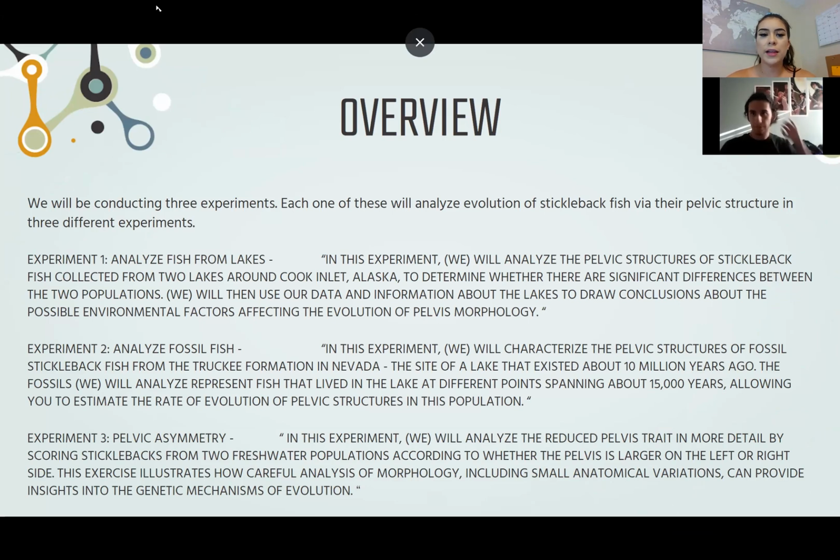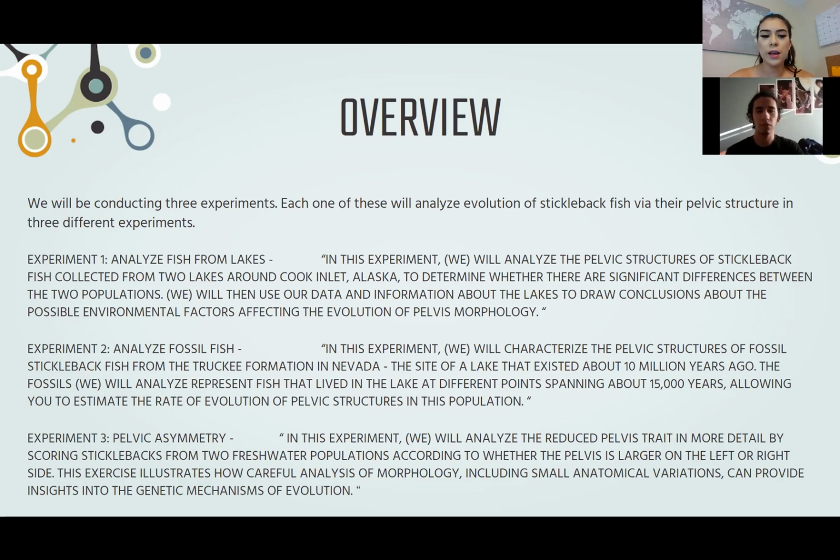Experiment 1 is analyze fish from lakes. In this experiment, we're analyzing the pelvic structure of stickleback fish from 2 different lakes. And we will use our data from this to draw conclusions about the possible environmental factors affecting the evolution of pelvis morphology. Experiment 2, analyze fossil fish. We're going to characterize the pelvic structure of fossil stickleback fish, and we're going to estimate the rate of evolution of pelvic structures in these populations.